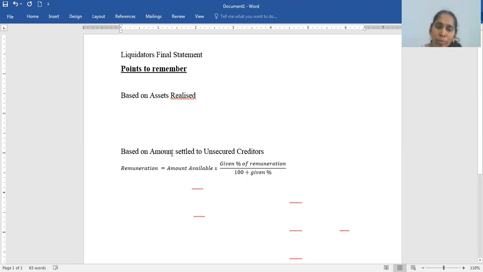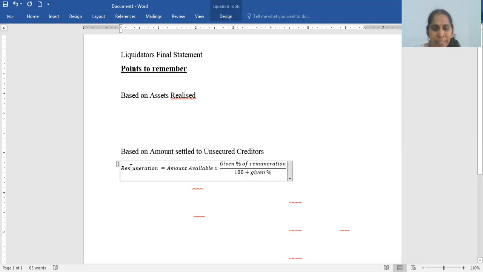Next is the amount settled to unsecured creditors. This is another big confusion students will have. What do you mean by unsecured creditors? Suppose in the problem it is given as unsecured creditors, it is very simple. You have to take remuneration equal to the amount available into the given percentage, divided by 100 plus the given percentage.